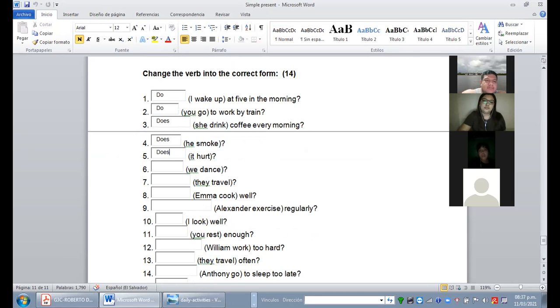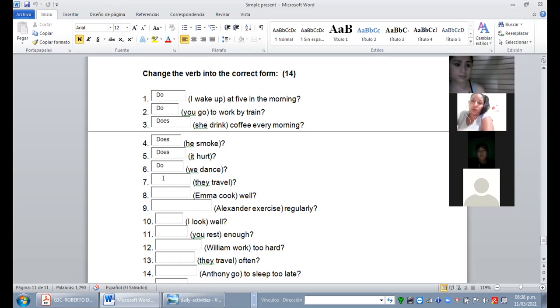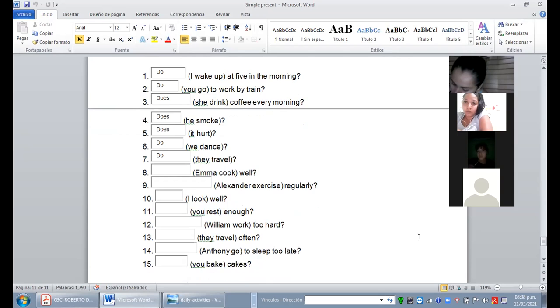Does it hurt? Very good. The next one, Ginny. Do we dance? Very good. Bessie, the next one. Hello, Bessie. Are you there, Bessie? Catherine? Do they travel? Very good. The next one, Sandra Maricela. Does Emma cook well? Very good, very good.